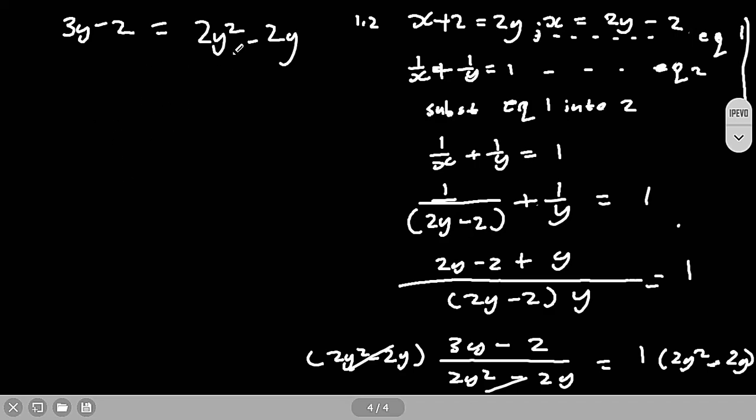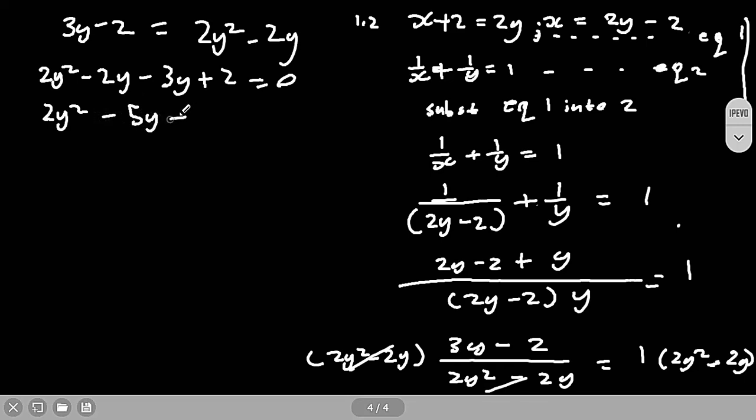Then when you reach this point, you put this in your standard equation. So I'll just bring this part to the right. So it's 2y squared minus 2y. If you bring this one, it's negative 3y plus 2 equals to 0. It's 2y squared. It's negative 5y plus 2 equals to 0.